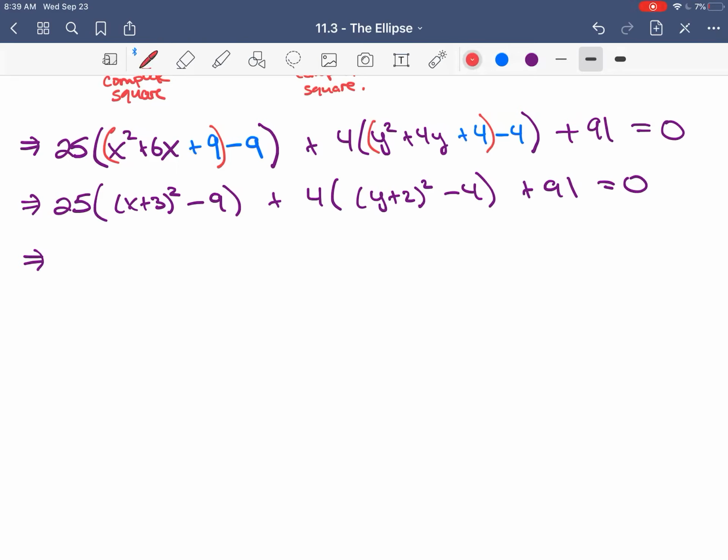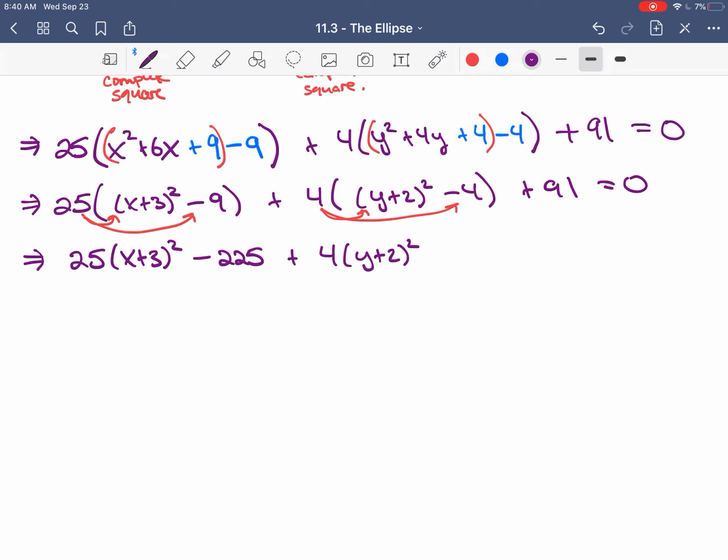So the careful part here is that these brackets are here. That means that the 25 actually goes to both things. The 4 actually goes to both things. So what we get is 25 times x plus 3 all squared, and then 9 times 25 is going to be negative 225. Plus 4, maybe I should just put those in these arrows here. So then the 4 times y plus 2 all squared, and then I have minus 16 plus 91.